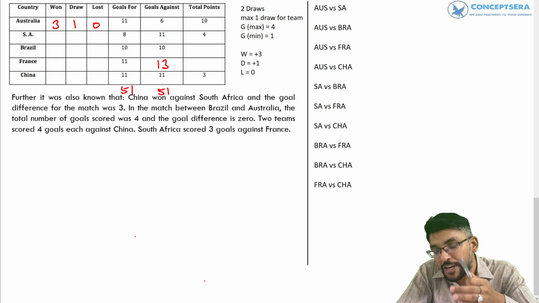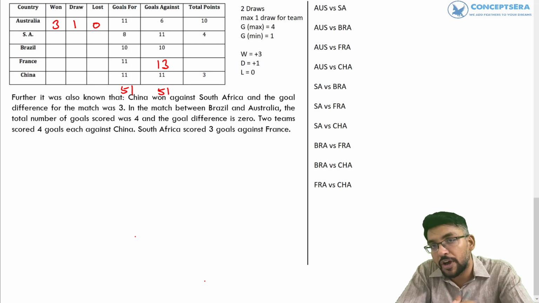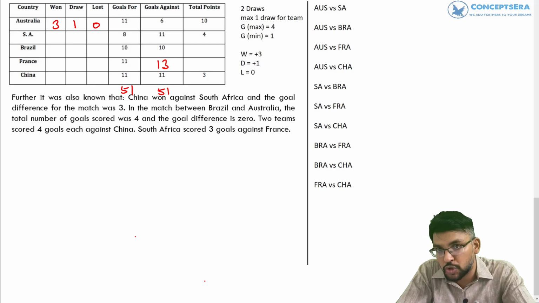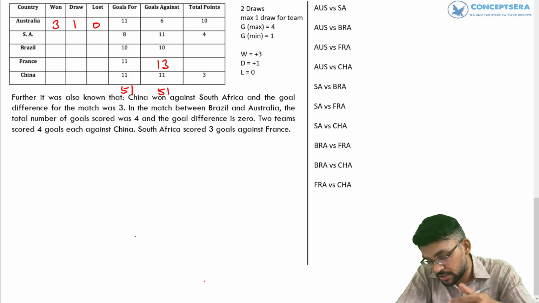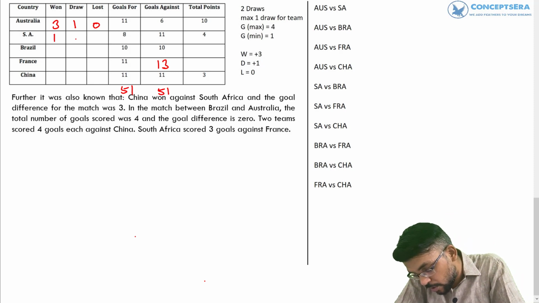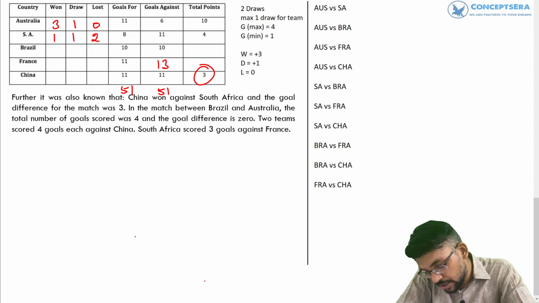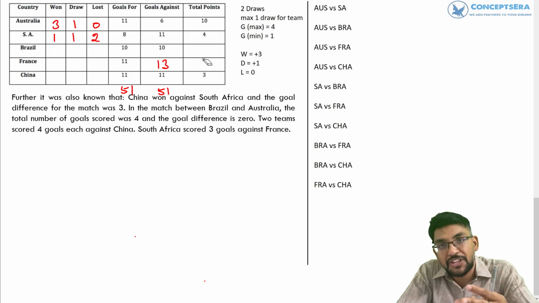When we're looking at points for South Africa, we know every team is playing 4 matches. And South Africa got 4 points in 4 matches. It is only possible with 1 win, 1 draw and the remaining losses. So 1 win, 1 draw and remaining losses. Further, we can see China here got 3 points in 4 matches.